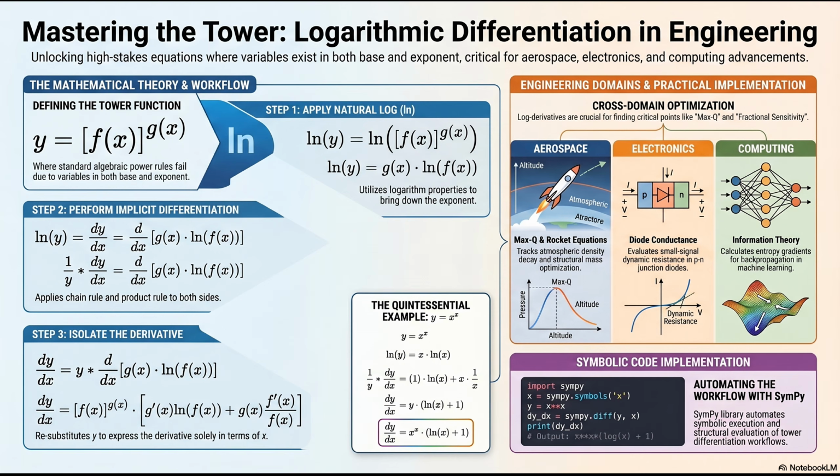Which I have to ask, how in the world does an AI use a tower function derivative? It doesn't have an airframe to break. It doesn't have physical valves to open. It comes down to the fundamental mechanism of how an AI actually learns.